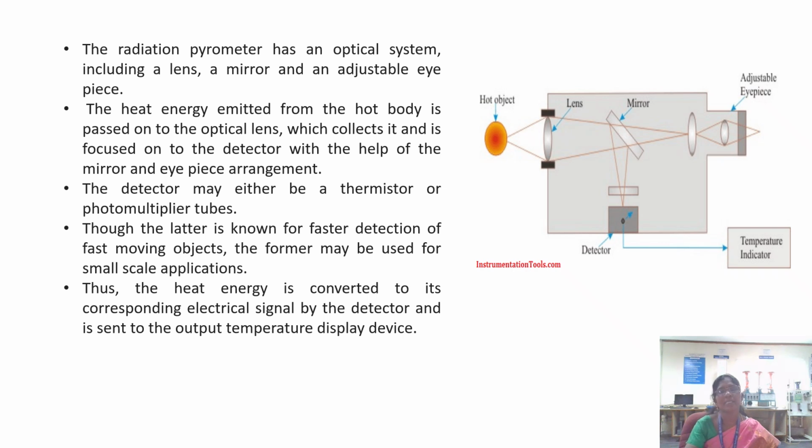The radiation pyrometer has an optical system including a lens, mirror, and an adjustable eyepiece. The heat energy emitted from the hot body is presented on the optical lens, which collects it. It is focused onto the detector with the help of the mirror and eyepiece arrangement. The detector may either be a thermistor or photomultiplier tubes. The latter is known for faster detection of fast moving objects. The former may be used for small scale applications. Thus, the heat energy is converted into the corresponding electrical energy by the detector and it is sent to the output temperature display device.